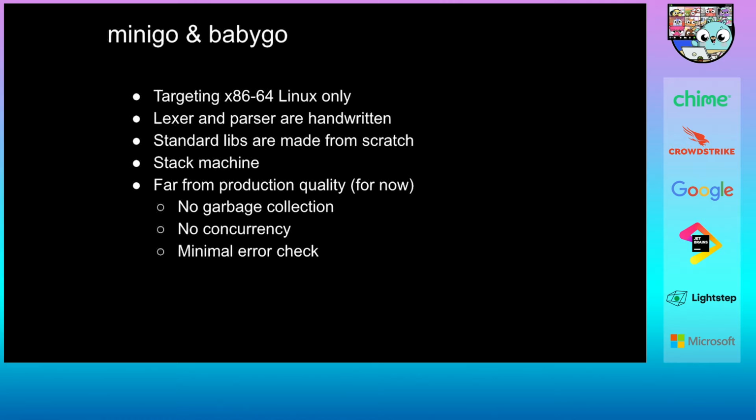Minigo and babygo are targeting x86-64 Linux only. Lexer and parser are handwritten. Standard libraries are made from scratch. The backend design is based on Stack Machine. I'll explain it later. But please don't use it in your production environment, because it's far from production quality for now. There's no garbage collection, no concurrency. There's only minimal error check.